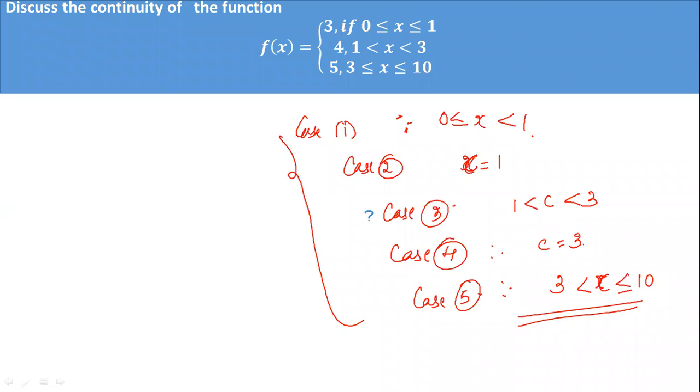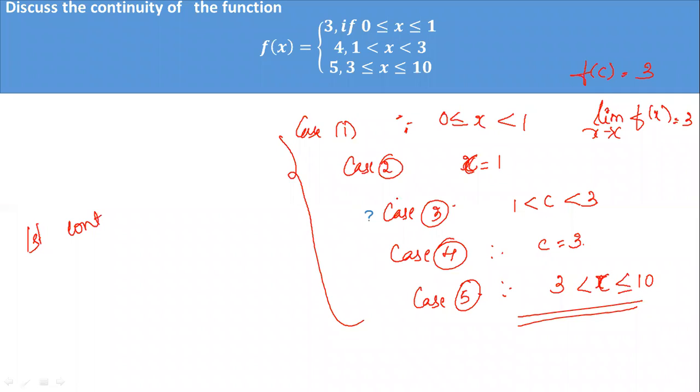No, case 4. Check whether case 4 is continuous. Case 4 is not continuous. What is the left hand limit? Yes, the first one is continuous. Good. The first one is continuous because it is a constant function, correct? The value f of c is 3 and the limit of f of x is also 3 in the first case, so it is continuous. Yes, 1 and 5 are continuous.